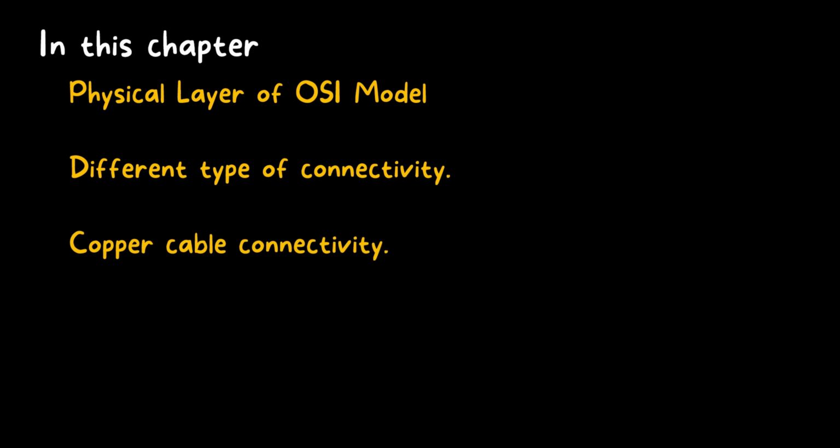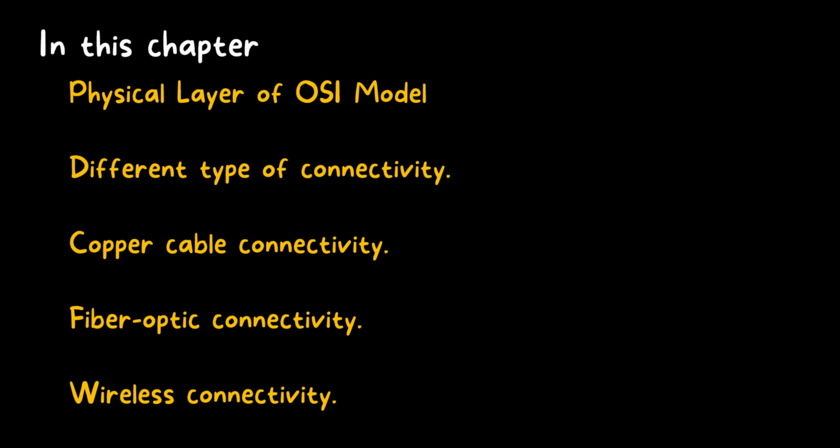So in this chapter, we have discussed the physical layer of the OSI model, then the different types of cable connectivity: copper cable connectivity, fiber optic connectivity, and finally wireless connectivity.